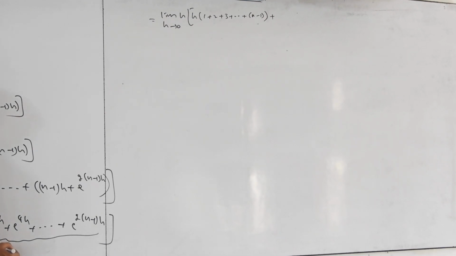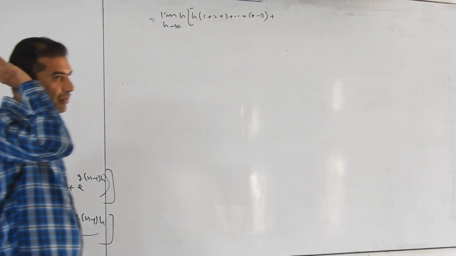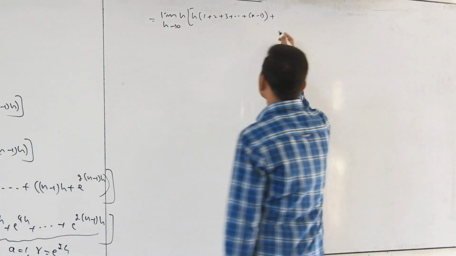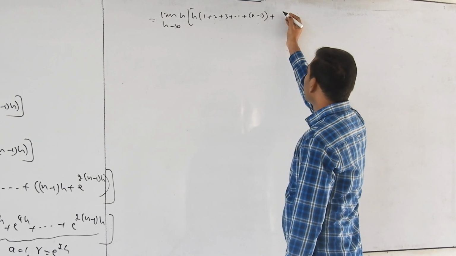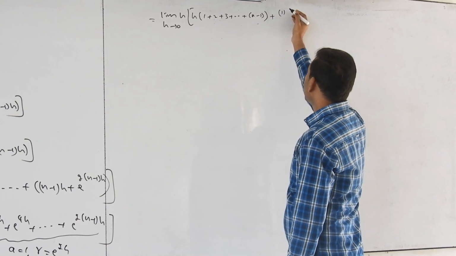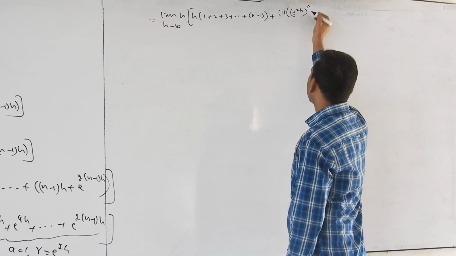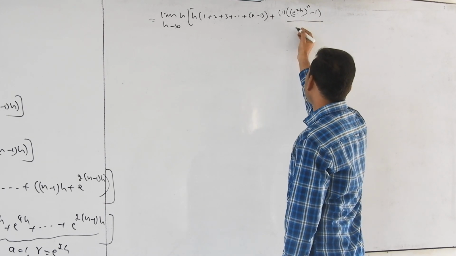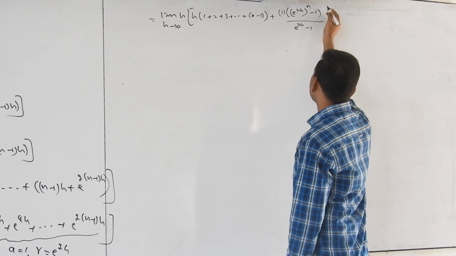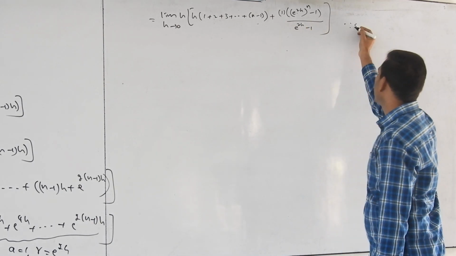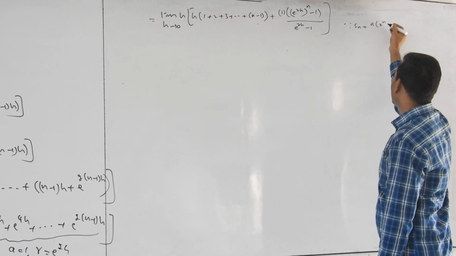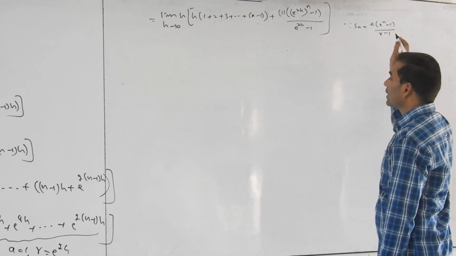Formula: a is equal to 1, common ratio r is equal to e power 2h. Use the formula S_n equal to a into (r power n minus 1) by (r minus 1). Here a is 1 into (e power 2h) whole raised to n minus 1, by e power 2h minus 1.